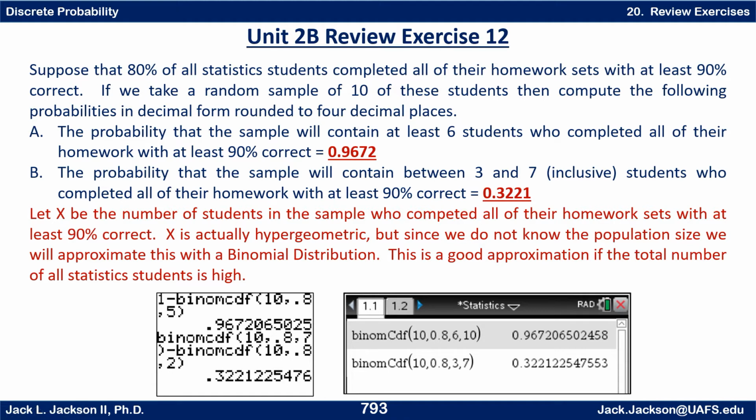It works a little bit more easily actually on the TI-Nspire. It works kind of like the hypergeometric program does. You give it a lower and an upper. So the binomial between, let's see, at least 6 would be from 6 up to 10, because there are only 10. 10's the most you could get there. And then between 3 and 7, just give it 3 and 7. Of course, you still give it n and p first. Same probabilities there.